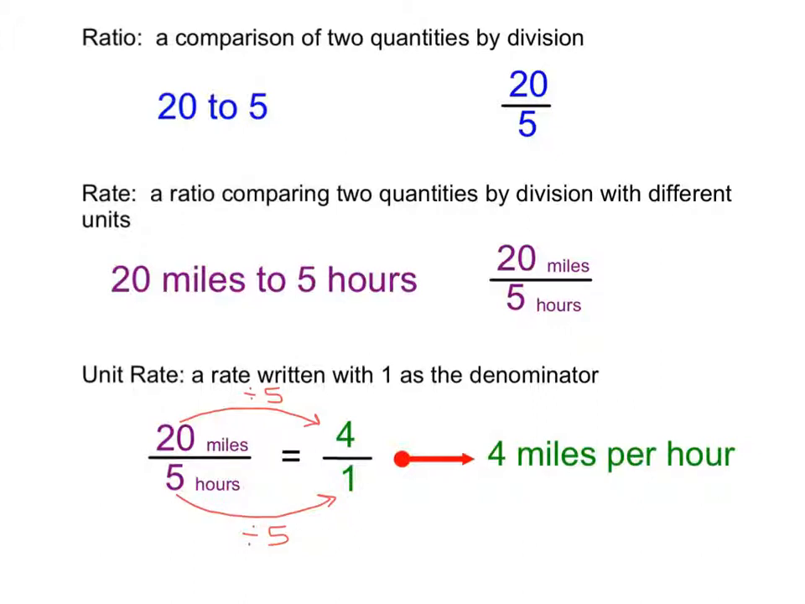But then, remember, the last step with unit rate is to write what it means. And that means that we're going to travel 4 miles every hour or per hour. Remember, the 20 miles has been simplified to 4 miles, and the 5 hours was simplified to 1 hour.